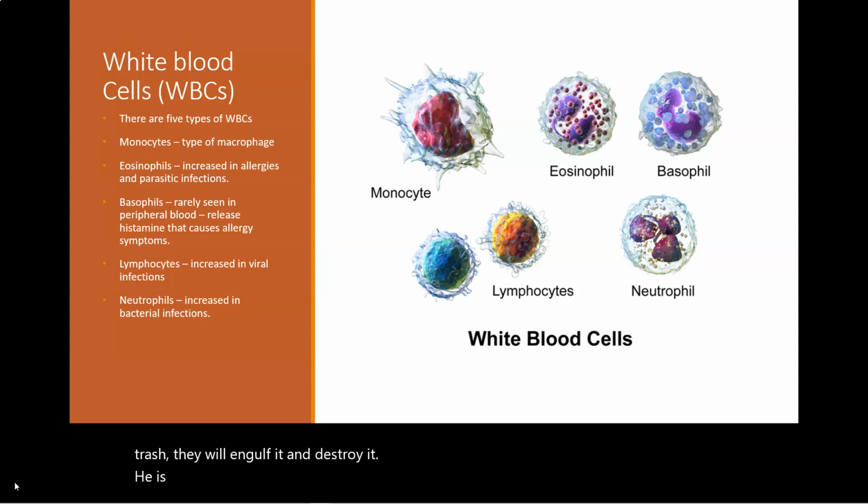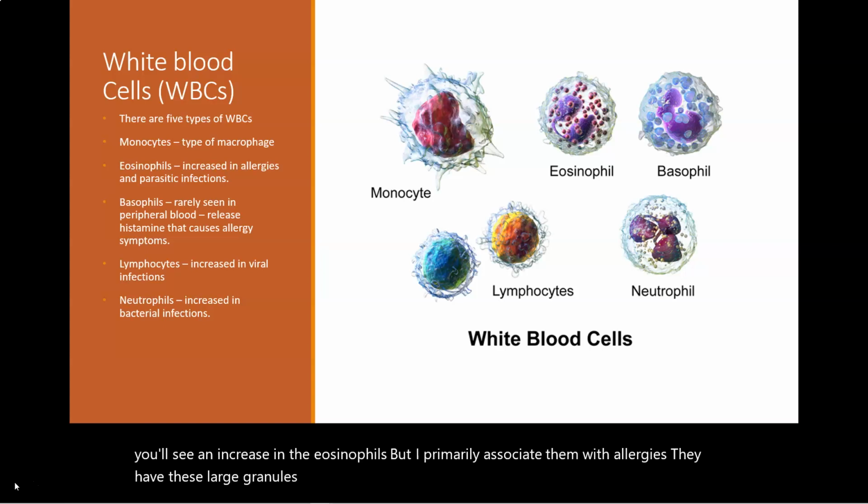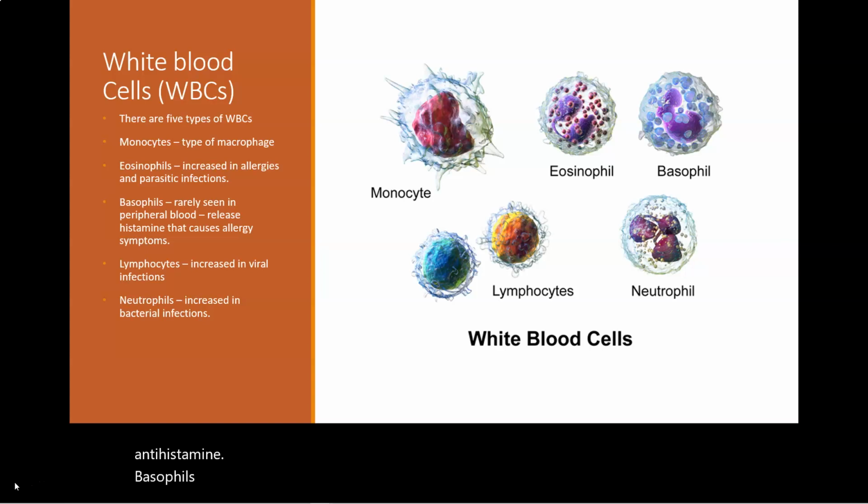Eosinophils, they're increased in allergies and parasitic infections, so if you have worms, you'll see an increase in the eosinophils, but I primarily associate them with allergies. They have these large granules that will release histamines, which is what promotes the coughing, the sneezing, the watery eyes. So what do you take for that? You take an antihistamine. Basophils are rarely seen in the peripheral blood.